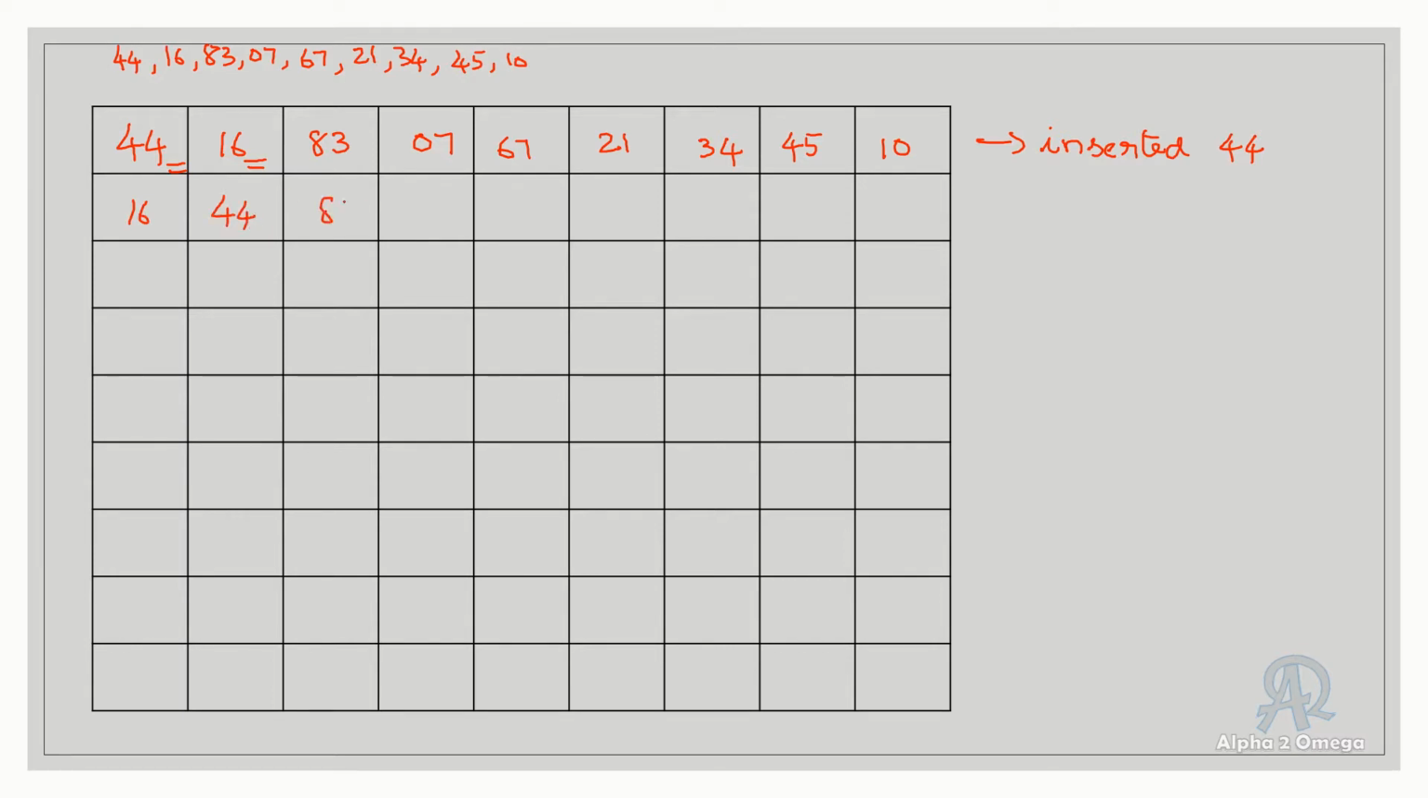Okay. After that, the remaining set will be written as it is: 67, 21, 34, 45 and 10 as it is, it will be written. Okay. Now here we can write a comment: 16 is inserted there. Okay, now these two are sorted. So these two are done.